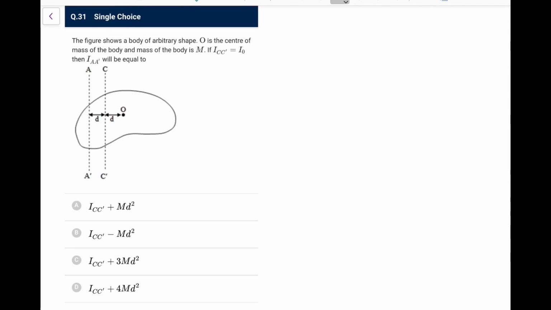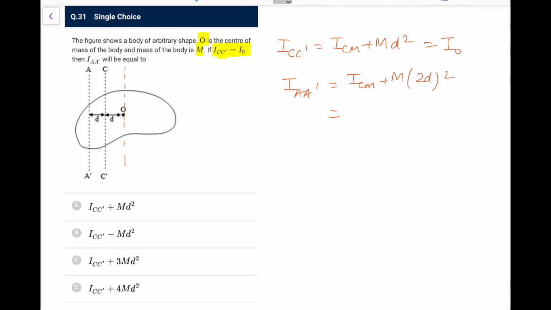Next one. The figure shows a body of arbitrary shape. O is the cm and the mass is m. If I_CC' is equal to I naught, what would be I_AA'? I can simply use the parallel axis theorem. I_CC' is equal to I about cm plus m d square, and this is given as I naught. Now what would be I_AA'? I_AA' would be I_cm plus m into, instead of d, it would be 2d whole square. So I_cm I can take from above, that is I naught minus m d square plus 4 m d square.